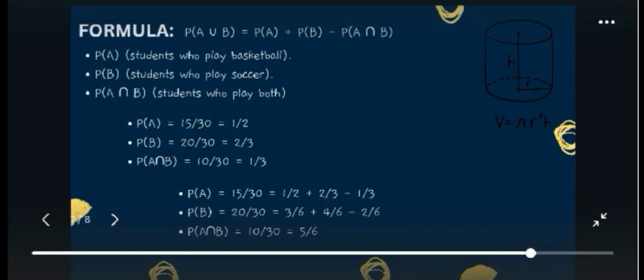So the probability of the union of events A and B, students who play either basketball or soccer or both, is 5 over 6. And that's the example of inclusive events.